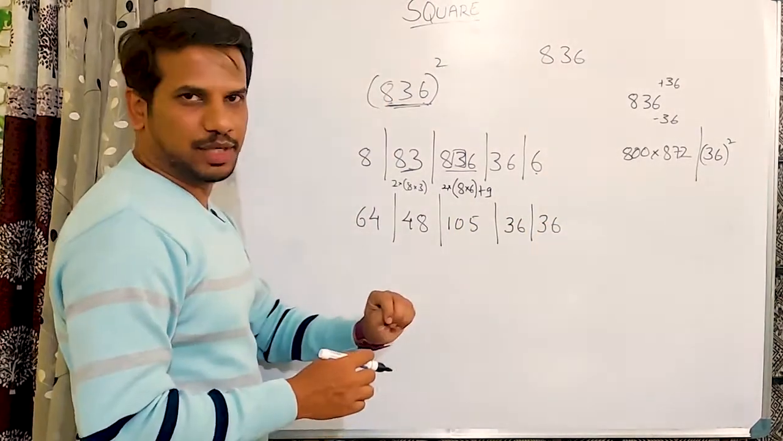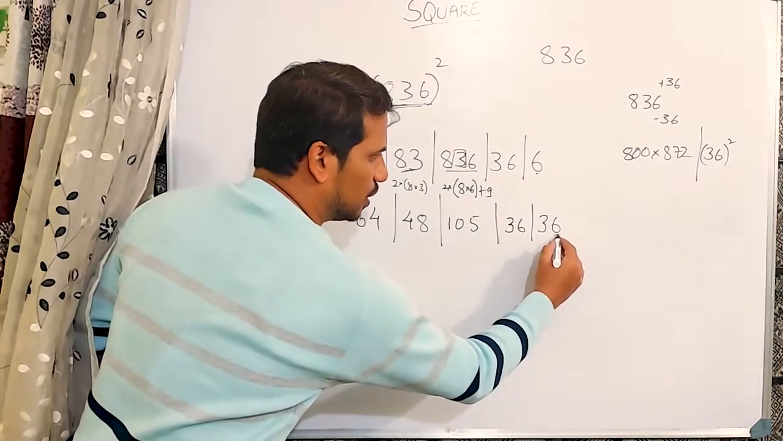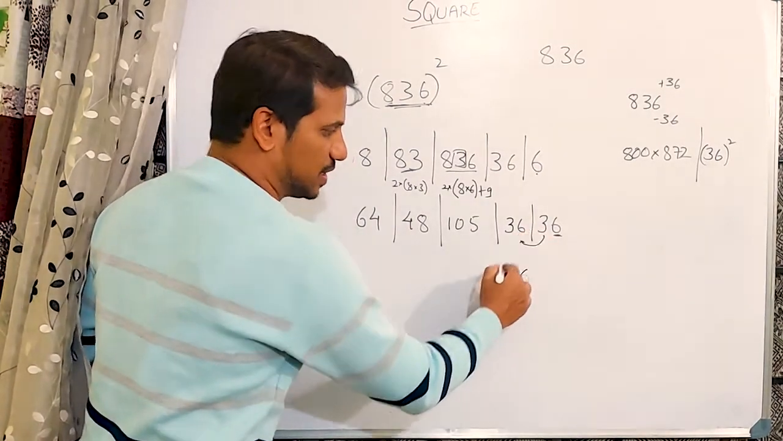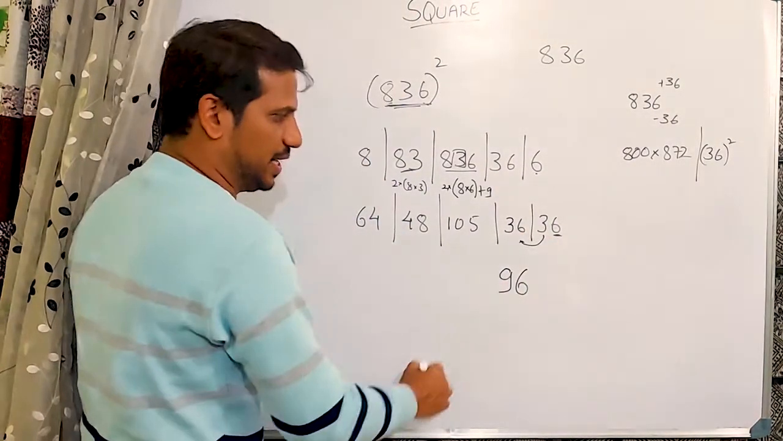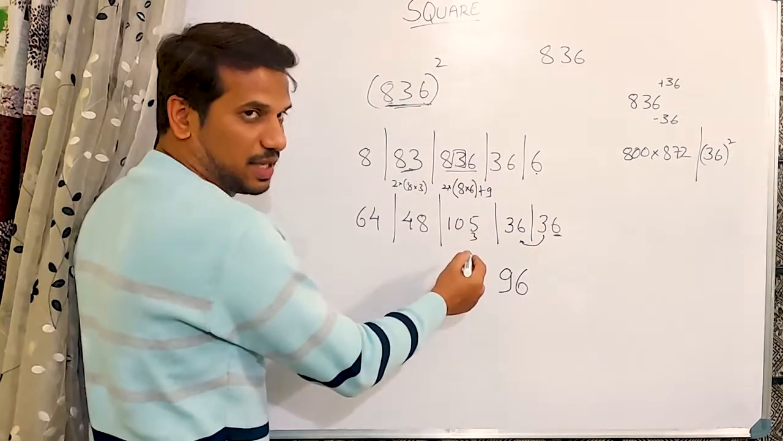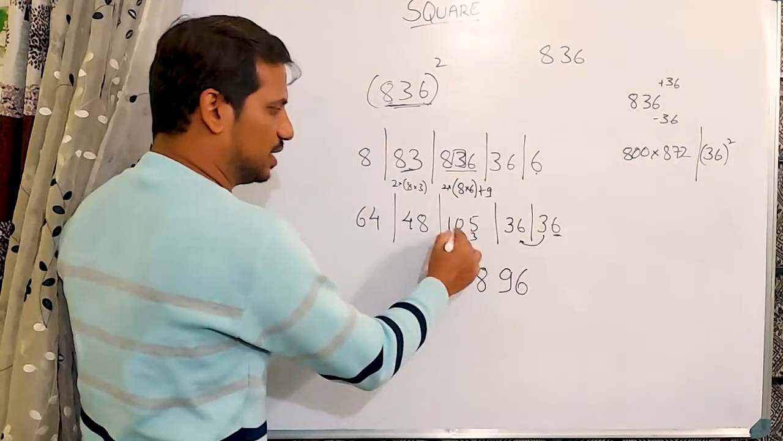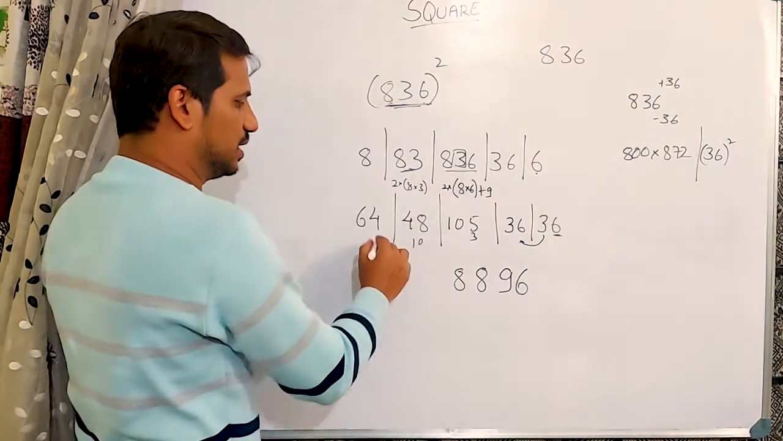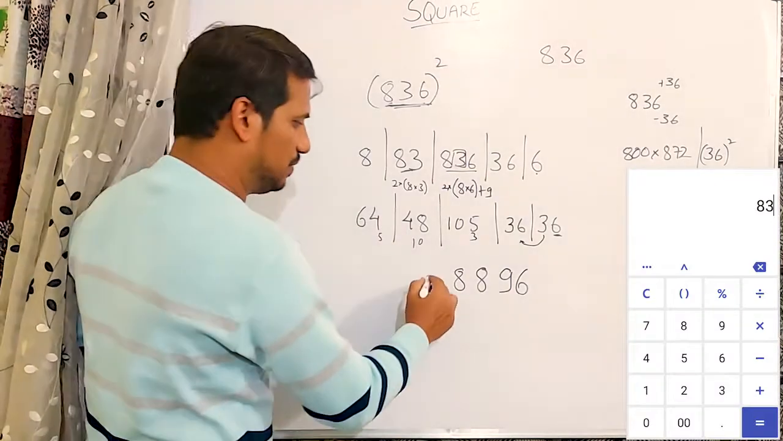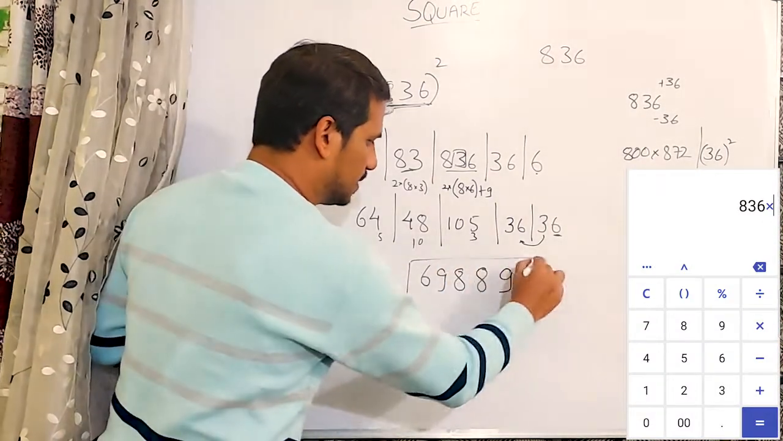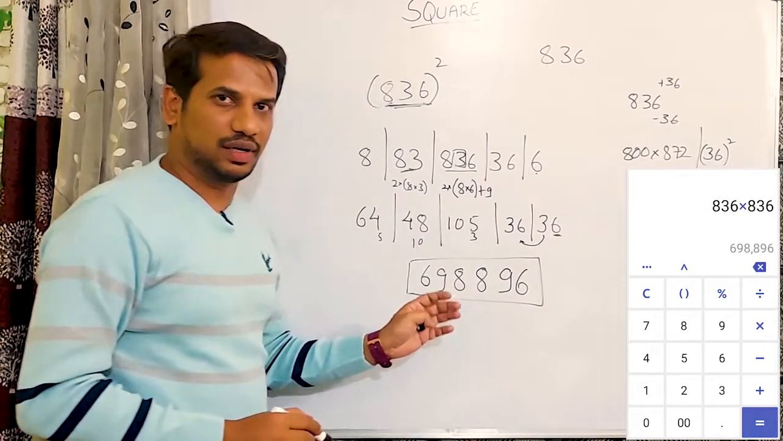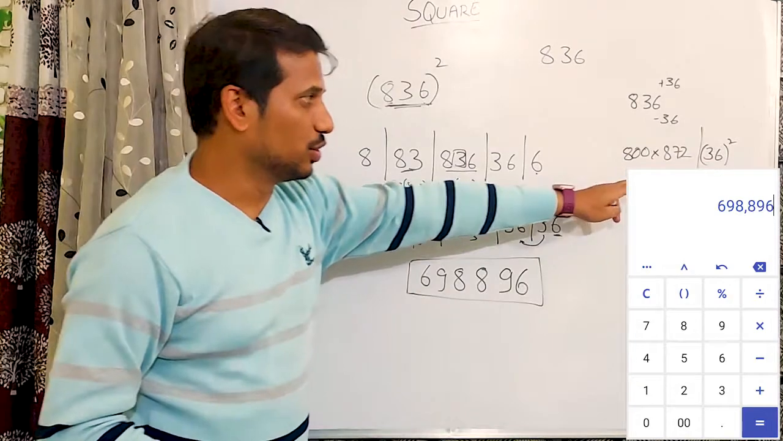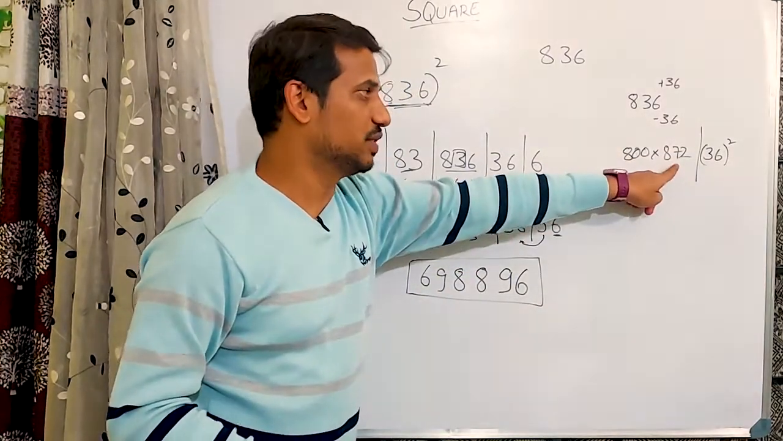So let's use the balancing method to find the answer. Only the unit digit will stay here, 3, let's pass 3 to here, 36 plus 3, that is 39, let's keep 9 here, pass 3 here, 105 plus 3, 108, let's keep 8 here, pass 10 here, 48 plus 10, 58, let's keep 8 here, pass 5 here, 64 plus 5, 69. So this is how we find it using the duplex method. As I said, this looks a bit complicated. You need to find the square of 36, then multiply 872 by 8.